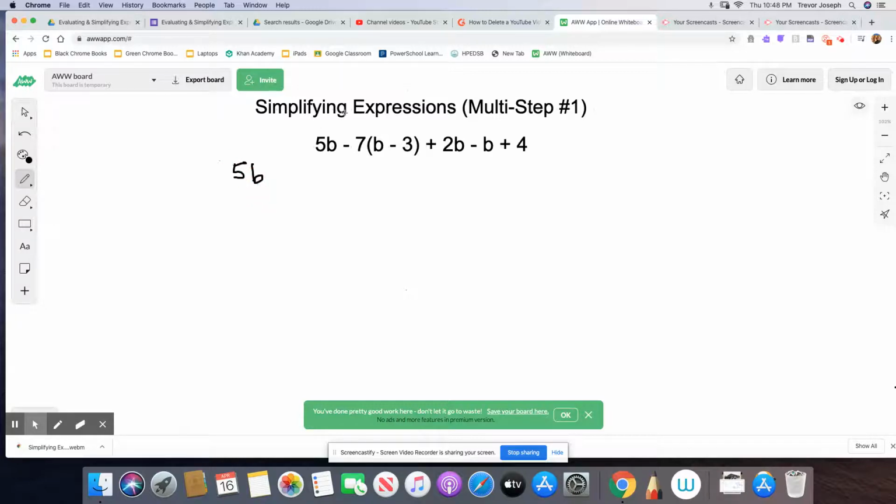5b. And I'm going to keep the sign to the left, and I'm going to distribute it here. So I'm going to keep the sign to the left. So this is now becoming -7 times b gives me -7b. And then -7 times -3 is going to give me +21. And I'll rewrite the rest, because that's how I roll. All right, cool. Now we're ready to begin.